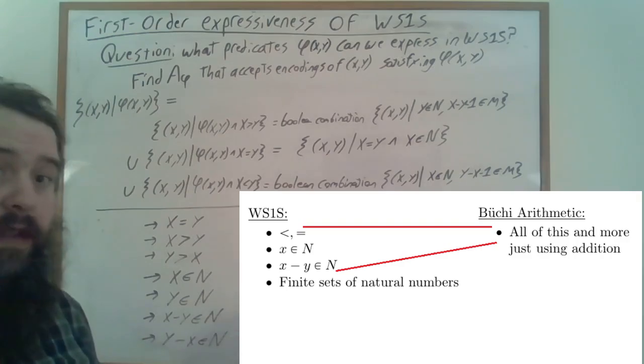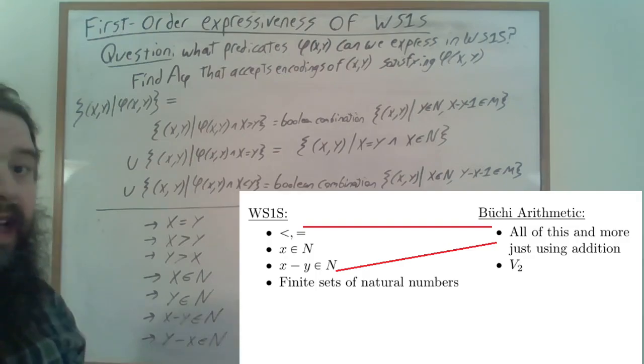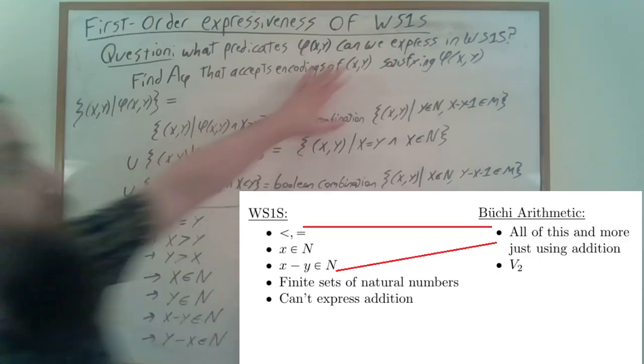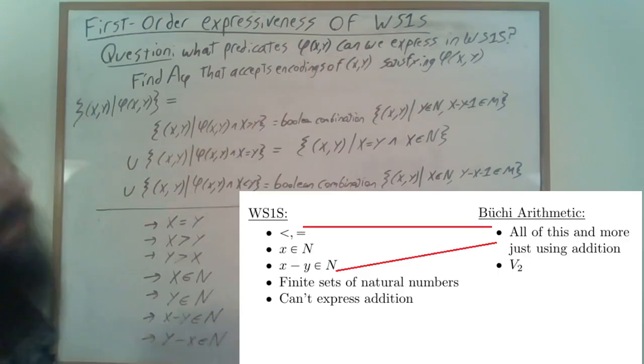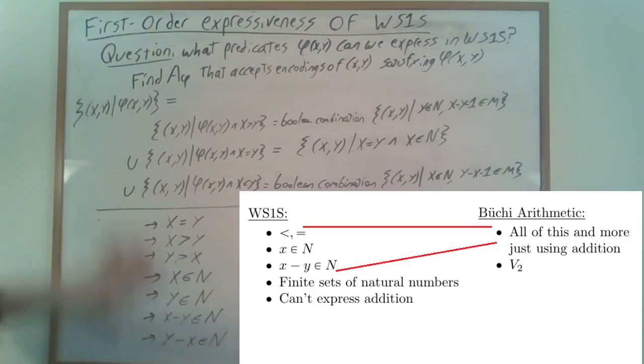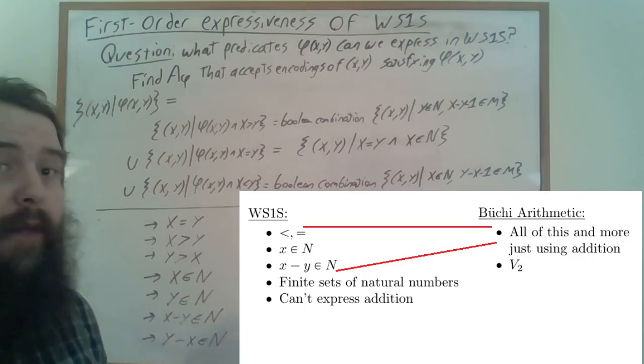We actually only need addition. We don't need V2. And you can actually show that you can't talk about addition in weak S1S. We'll see that using kind of a proof by contradiction later on in this video series, but you can also just use this logic here to show that addition can't be expressed as a Boolean combination of these sorts of things. So Büchi arithmetic can say way more about natural numbers than weak S1S can.